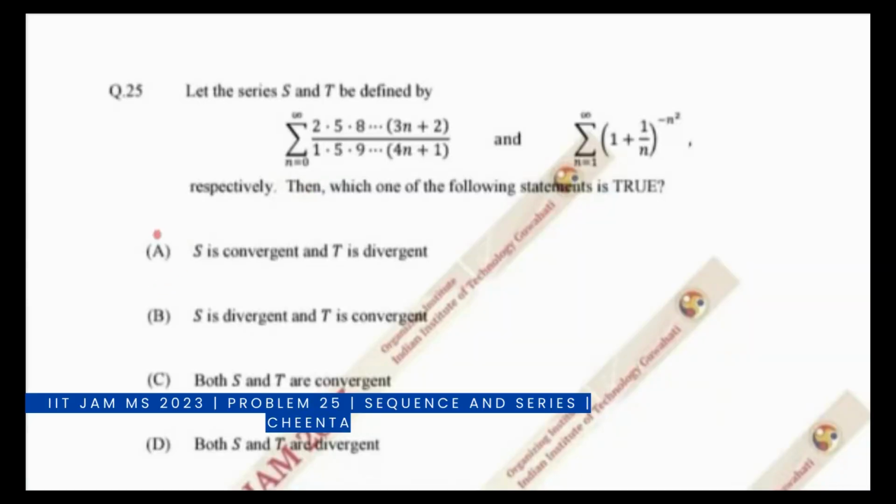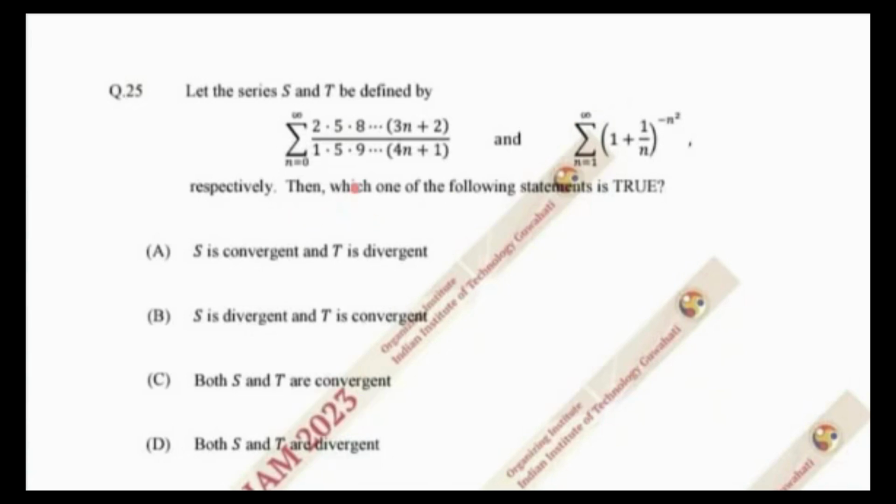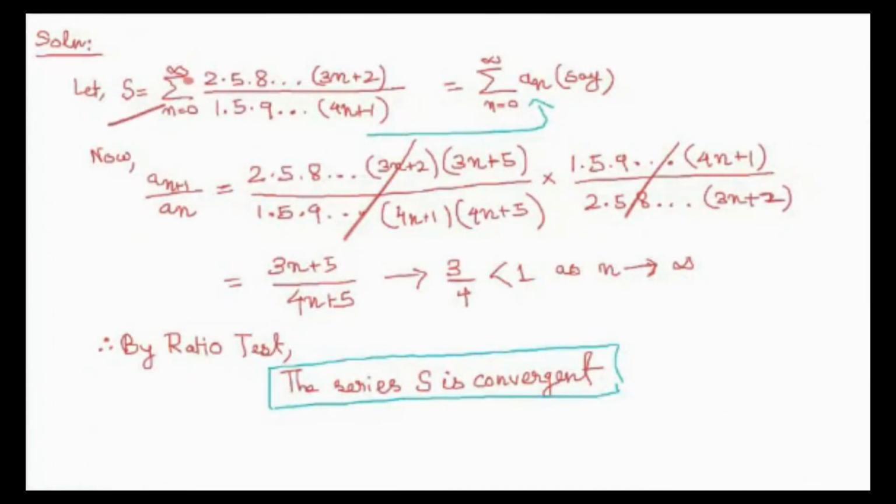Today we are going to solve problem 25 of IIT JAM MS 2023. So we are given the two series. We need to check the nature of both the series. So let us proceed to the solution part. Here we are given the series S as n running from 0 to infinity a_n, where a_n is this quantity. To apply the ratio test, we need to calculate the quantity a_{n+1} by a_n, which turns out to be 3n plus 5 by 4n plus 5, which tends to 3 by 4 as n tends to infinity, which is less than 1. Hence by the ratio test we can say that the series S is convergent.